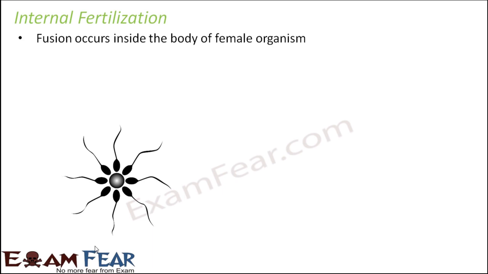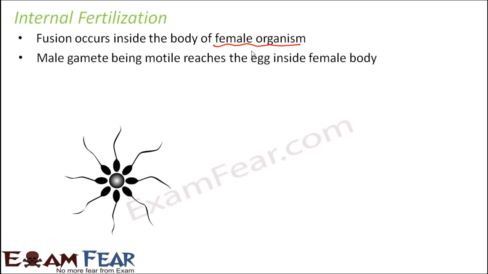Now let us see what is internal fertilization. Here fusion will occur inside the body of the female organism. This is the next scenario where the male gamete is motile but the female gamete is non-motile. If the female gamete is non-motile, the female gamete will remain inside the female body. So the male gamete will travel inside the female body and there the fusion will take place. This is called internal fertilization. So here the male gamete, being motile, reaches the egg inside the female body.